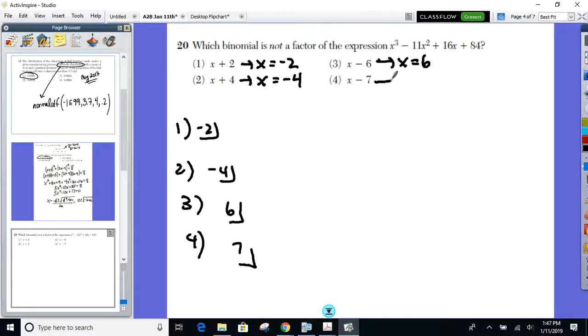Because with a solution, when you plug it back in, you should get 0 out as an answer. So one of these, I am not going to get 0 out. And the key word up there is not a factor. Don't get all happy if you get 0 out. That's not one I want.